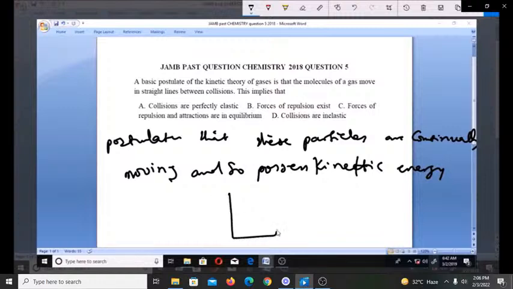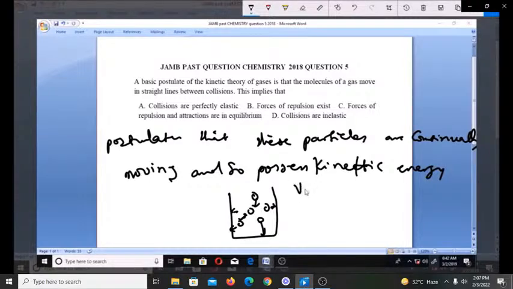So what actually happens is that gas molecules are constantly colliding with one another, and they are also colliding with the walls of the container. That's what the postulate of the kinetic theory of gas says. So they constantly do that. There is a force of repulsion that exists between them, and this force of repulsion also enables this collision with the walls of the container and with one another.